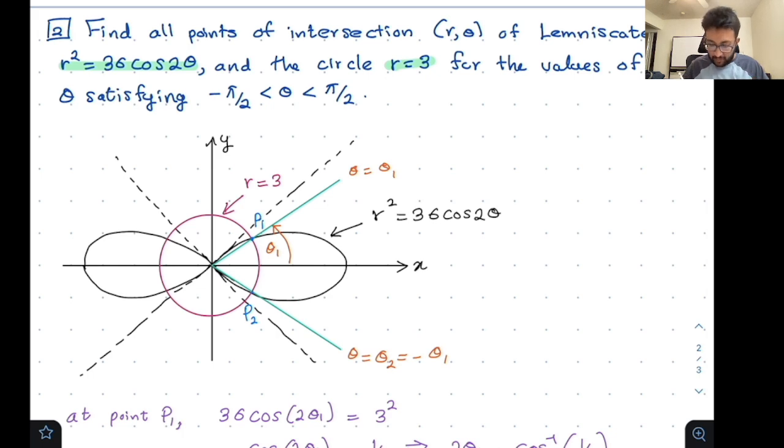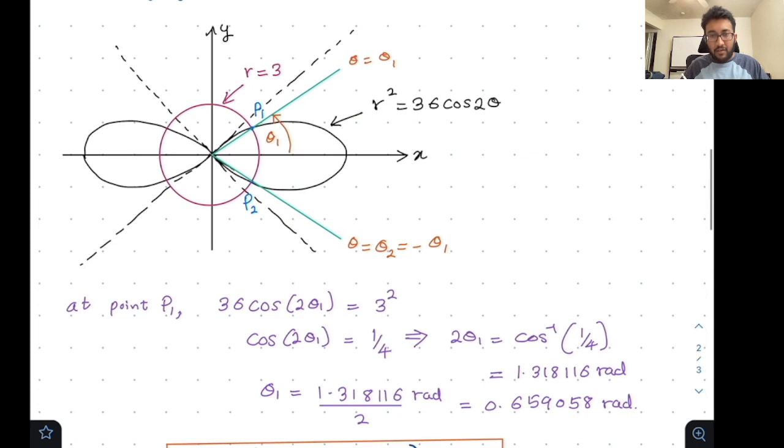So what will happen at P1? At point P1, we can equate r square, right? In other words, r square is going to be equal r square, right? Okay, so then on the one hand I'll get 9, because r equals 3, so r square is 3 square, and on the other hand r square is going to be equal to 36 cosine 2 theta 1, because at point P1 my angle is theta 1, right?